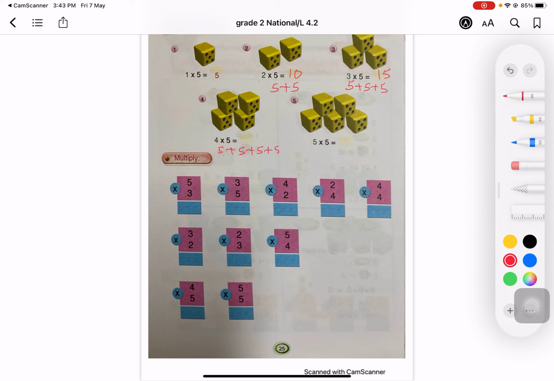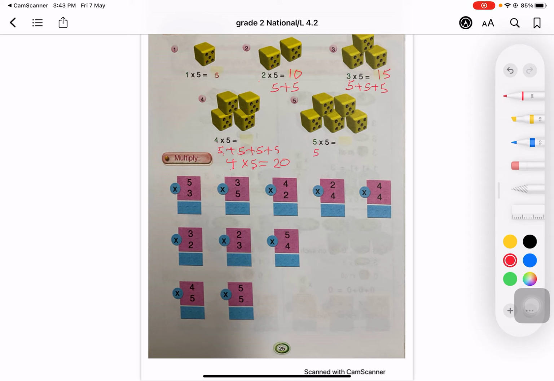You are repeating the 5. How many times? 4 times. Multiply by 5. This 4 is how many times you are repeating: 1, 2, 3, 4. This 5 is the number you are multiplying. So it's 20.